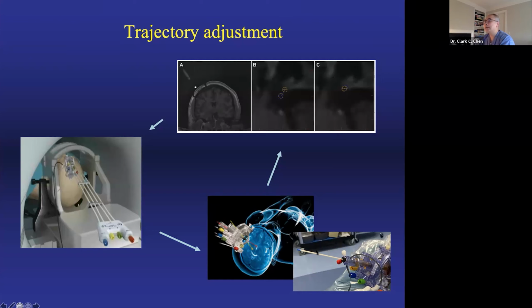And to me, this is the value of ClearPoint. That is, I know precisely where my target is relative to my trajectory. And if I'm off a little bit, I have the choice of making the correction. Or if the lesion is medial to my lesion, I know what that relationship is, and I could direct my biopsy toward the side of the lesion.